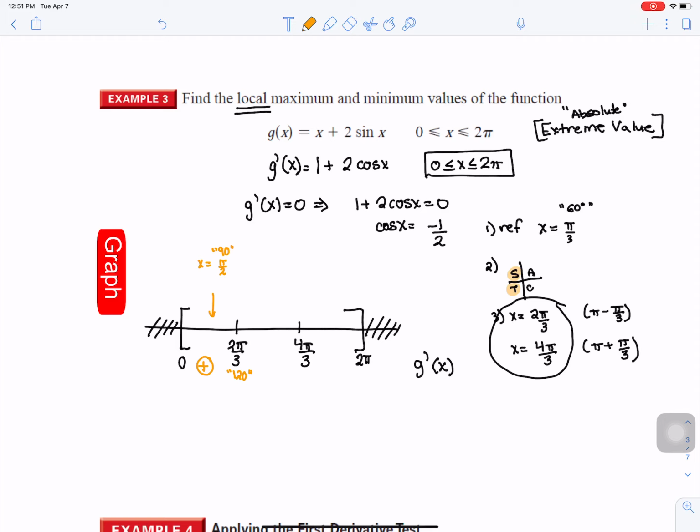4 pi over 3 is 240 degrees. So think of a value that's nice in between there. So I'm going to go to 180 degrees. So x will equal pi. So cos of pi is negative 1. 1 plus 2 times negative 1 will give me a negative result.